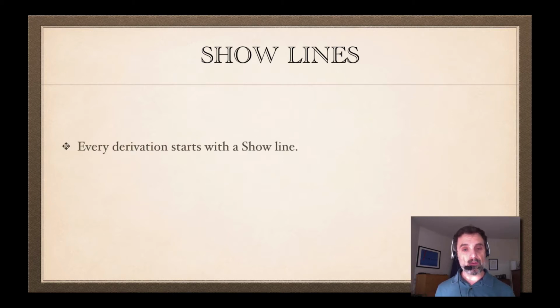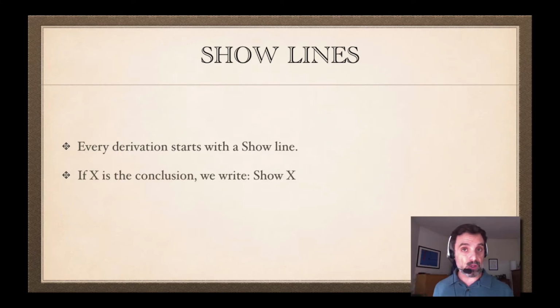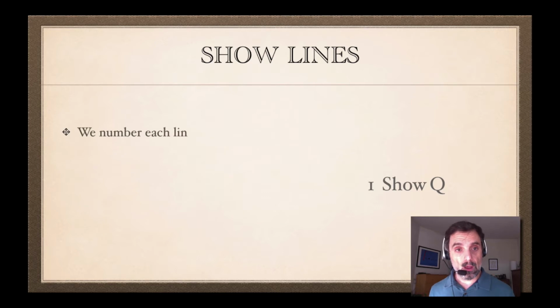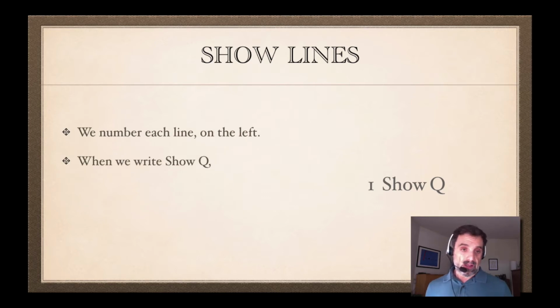So every derivation starts with a show line. And in particular, if it's a derivation of the show line, we start with the conclusion. So if x is our conclusion, we would write show x. Now, in our case, our conclusion is Q, and so we write show Q. And we put a number there because we're going to be writing multiple lines and then referring back to them, and so we number them. And this is the first line, so it gets number 1. And we put the number on the left.